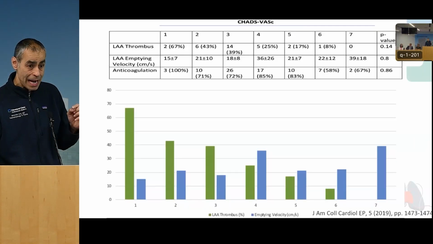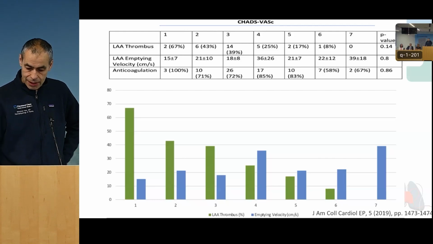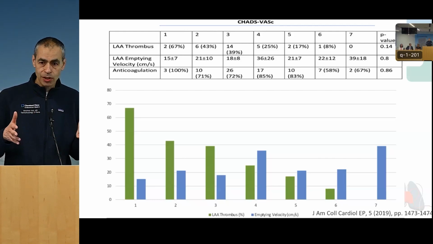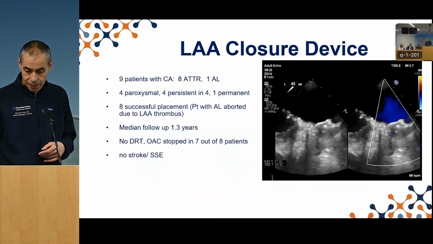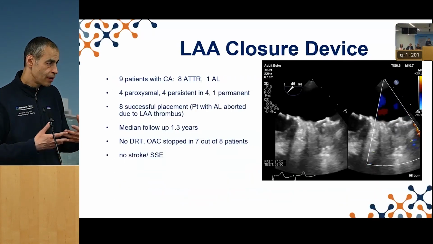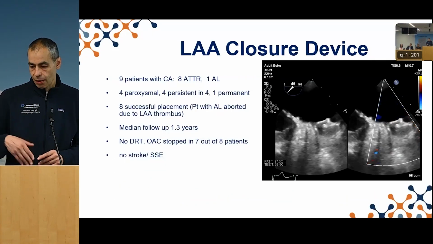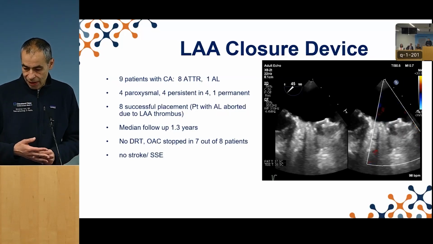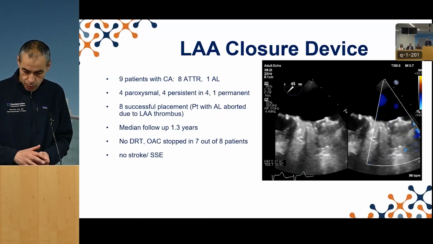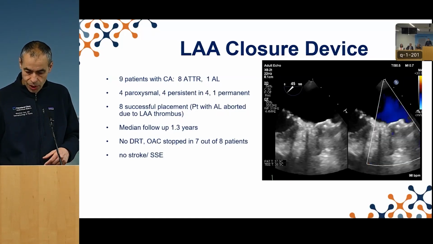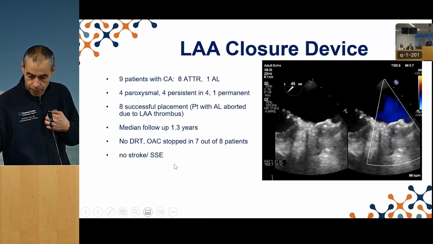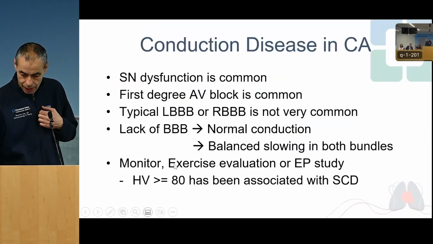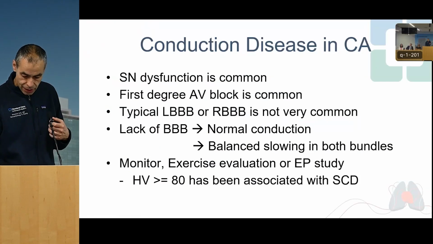And we know there is also data showing that the CHA2DS2-VASc score is pretty much useless in predicting left atrial clots as well as stroke in these individuals. So for these patients for whom we are concerned about oral anticoagulation, we do offer them left atrial appendage occlusion. We have a small dataset from this institution showing that it is very reasonable. And so far, patients on follow-up do very well without significant risk of stroke. So what about conduction disease?